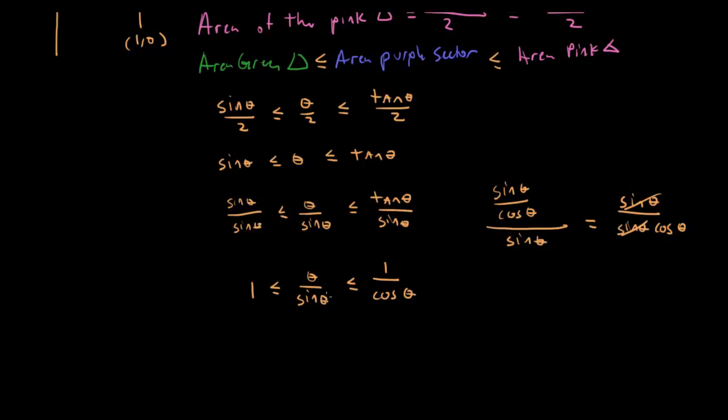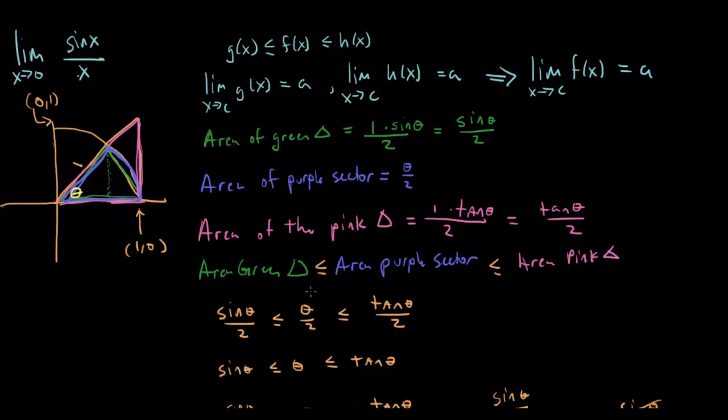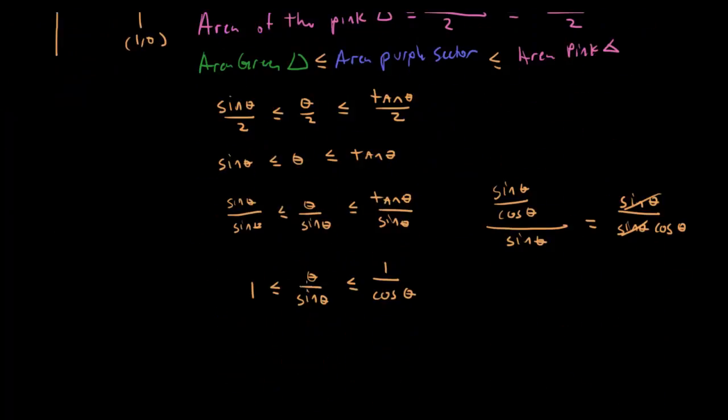Now this is almost what I want. Look at here. I have theta over sine theta. I want sine theta over theta. So if I just invert the entire thing, that is, invert 1 is just 1, invert the middle term, sine theta over theta, invert the right-hand term, that's just cosine theta. Now if I do that, I have to reverse my signs.